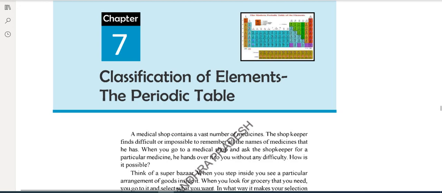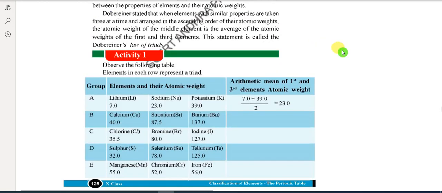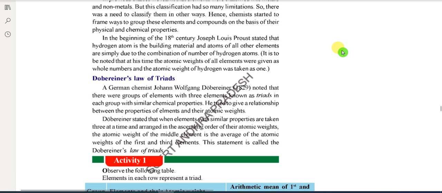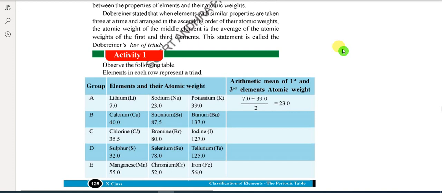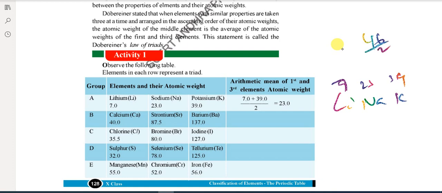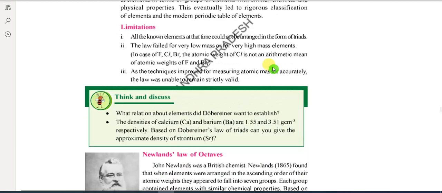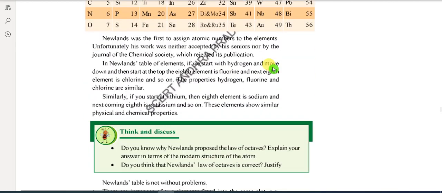Next, classification of elements, periodic table. Dobereiner's triads. Yes, Dobereiner's triad. First one is lithium: 7, 23, 39. 7 plus 39, 46 by 2, you will get the center, the middle. So Dobereiner. And Newton's law of octaves, 8, 8, Newton's laws.